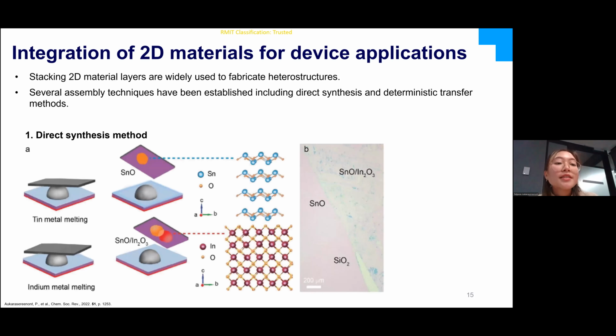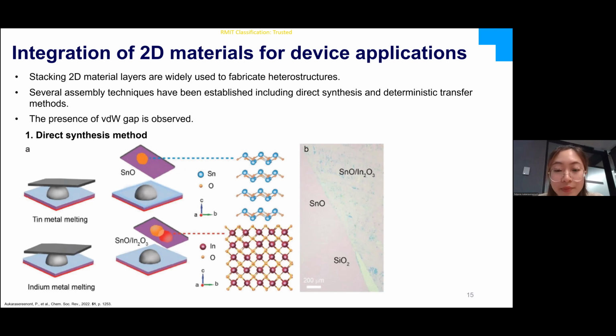The first one is the direct synthesis method. Shown here, we create the tin oxide monolayer first with touch printing, and then we do the touch printing again, but on indium metal. So we get indium oxide on top of the tin oxide. Sorry, it should be tin monoxide. And interestingly, with this transfer method, we observe the presence of a van der Waals gap between the two layers.